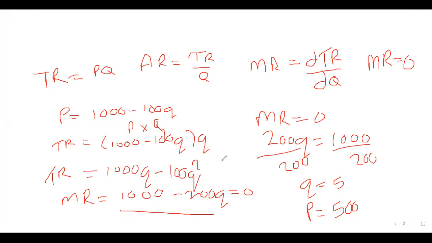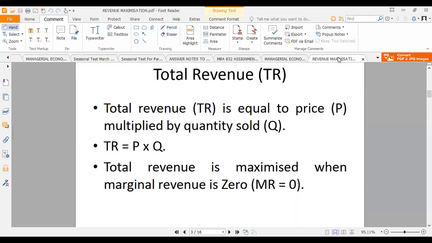So when marginal revenue is equated to 0, the 200Q will go to the other side, it will be positive. So we divide 200 on both sides. 200 into 1000, we get a 5. So this 5 is just part of maximizing. We need to find both price and quantity that will maximize revenue. So when you put this 5 in here, it will be 500. So 1000 minus 500 is 500. That is on revenue analysis. So maybe to just enhance on what I have just discussed.